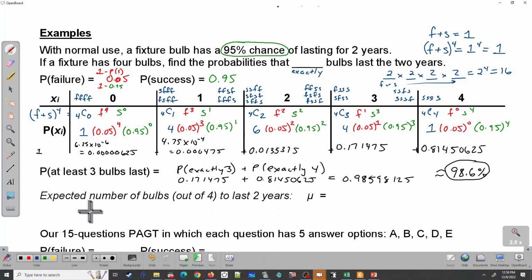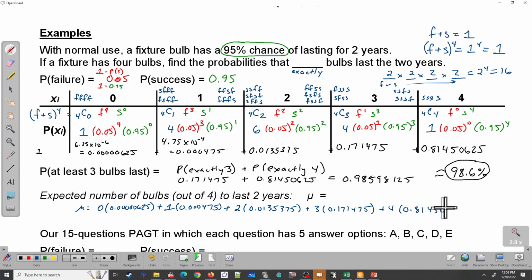You don't have to say, why don't we take 0, because we're finding our mu, and multiply it by 0.000000625. And I am doing this because I am reminding you that this is something that you may have to do when it's not a binomial experiment. And then add it to 1 times the probability, which is 0.0004 0.475, and add it to the probability of 2 occurring, 0.0135375, and adding that to 3 times 0.171475, and adding it to 4 times 0.81450625.